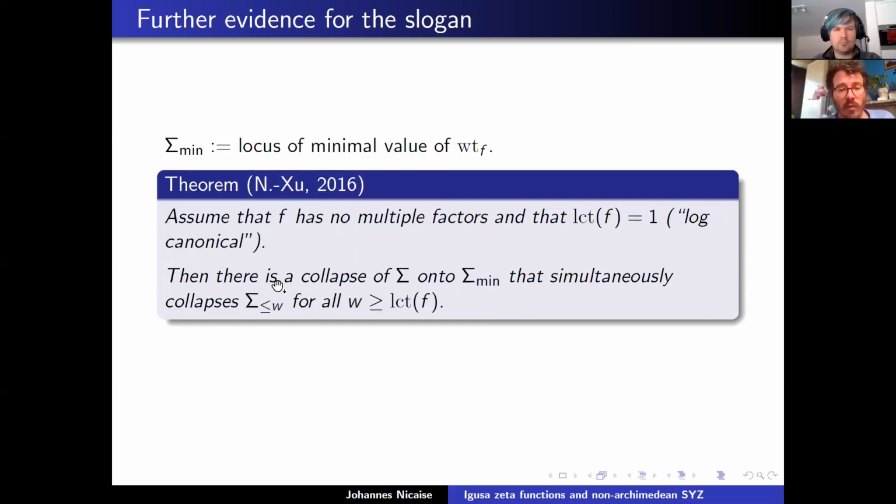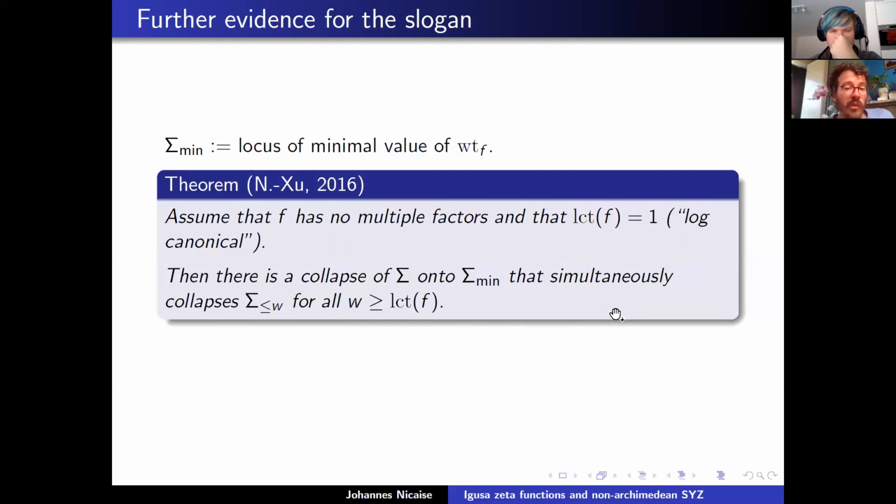the subcomplex of sigma, which is spanned by all the vertices where the weight is bounded by w. And our collapse of sigma into sigma min simultaneously collapses also all of these subcomplexes onto the locus of minimal weight. So this implies in particular that all of these complexes are homotopy equivalent to each other.